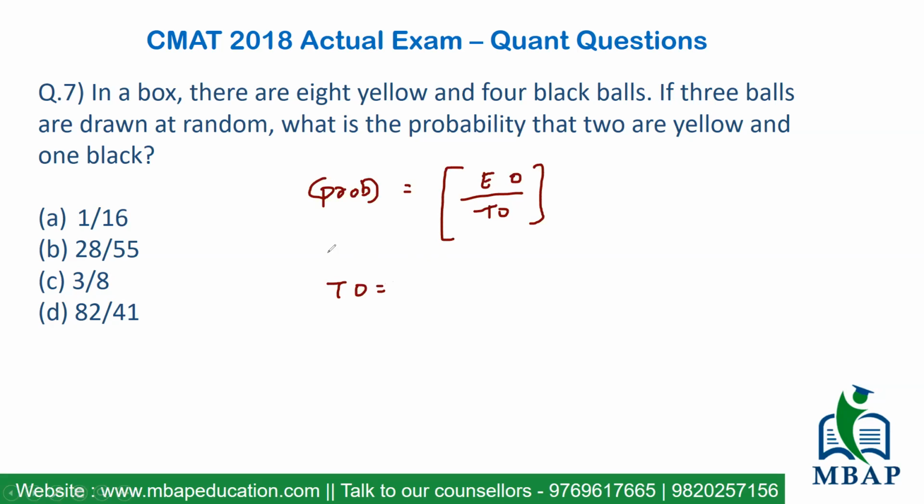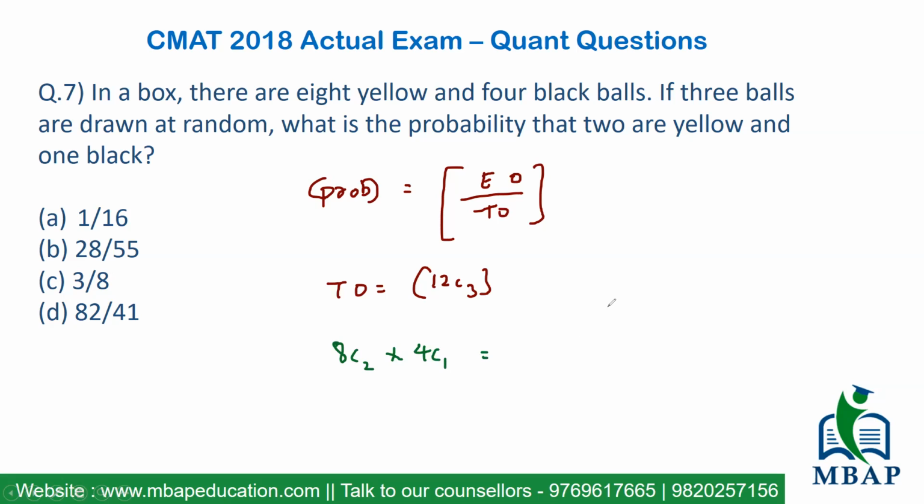So what is the total number of outcomes? The total number of outcomes is basically selecting 3 balls out of 12, which will be given by 12C3 ways, because you are selecting any 3 out of 12. Now let's see the expected number of outcomes. You need to select 2 yellow balls out of 8 and 1 black ball out of 4. 2 yellow balls out of 8 can be selected in simply 8C2 ways, and 1 black ball out of 4 can be selected in 4C1 ways.